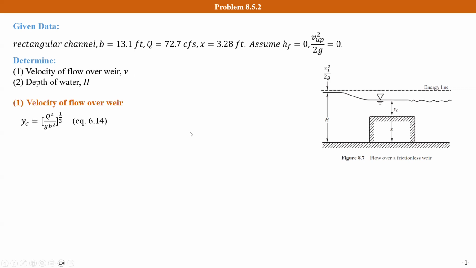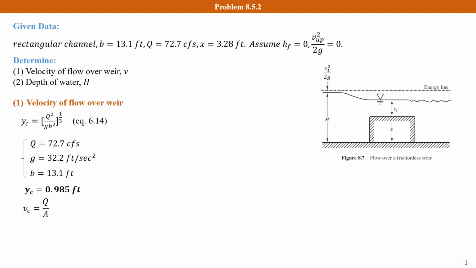Based on equation 6.14, we can calculate the critical depth because we know the flow rate is 72.7 cubic feet per second, and we also know the width of the channel is 13.1 feet. So we can get the critical depth equals 0.985 feet.